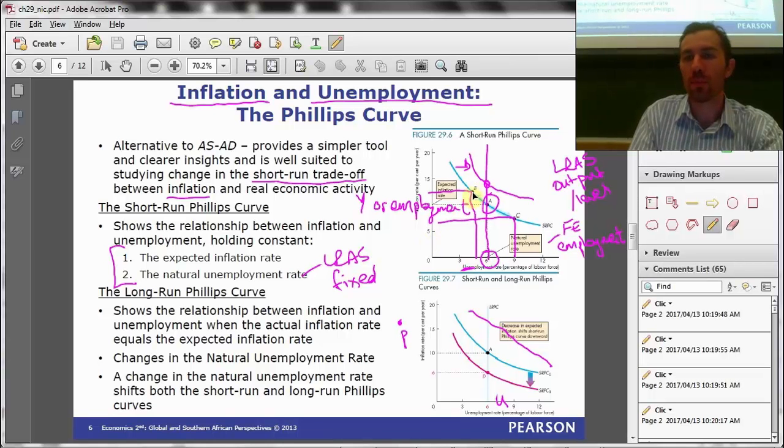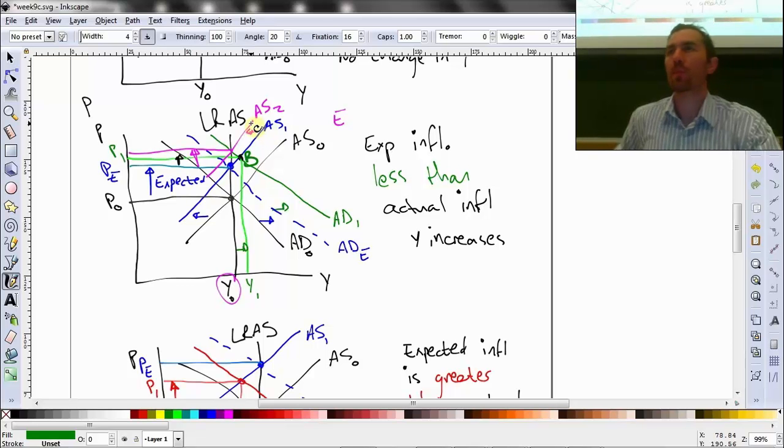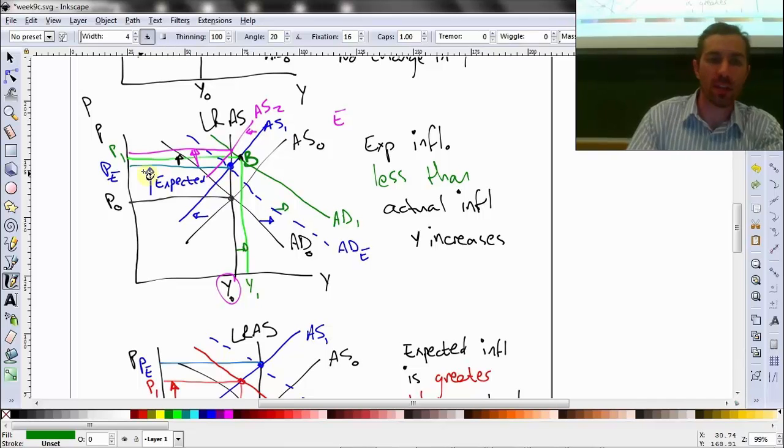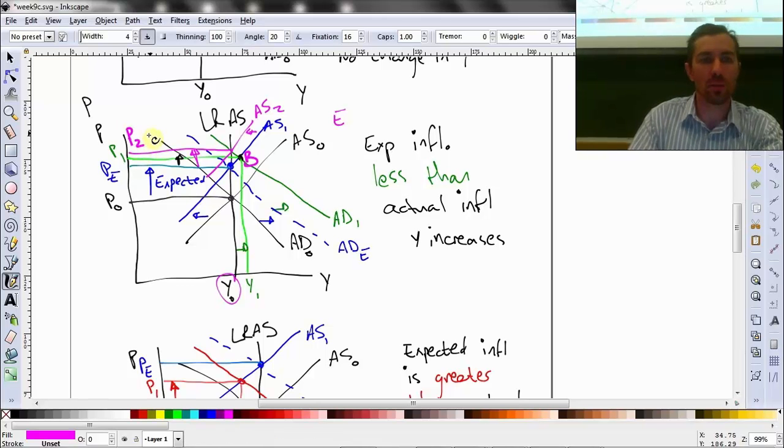So when prices went up by more than we expected, we moved to point B. What shifts our curve back to the right? Well, when our aggregate supply curve shifts further to the left because we increase our nominal wage demands more, what we're saying is now we adjust our wages in terms of a higher expected inflation rate. We now expect inflation to be higher than what we originally expected. Instead of thinking that prices are only going to increase to PE, they're now going to increase to price level P2.